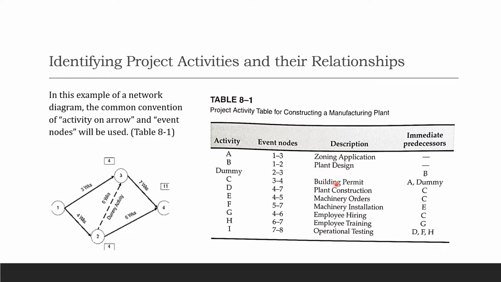Nothing here. So anyway, event nodes. This shows which event is connected to which event right there. And here, those are just the predecessors that it's showing you. So right now, get an idea of the table, get an idea of what's in the table, okay? And then the terms: your node, your arrow, your dummy.